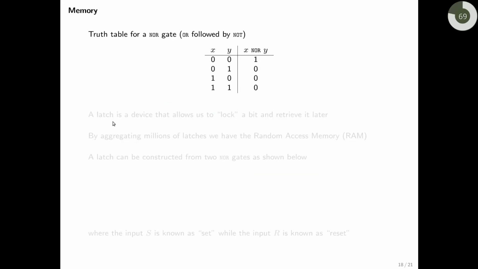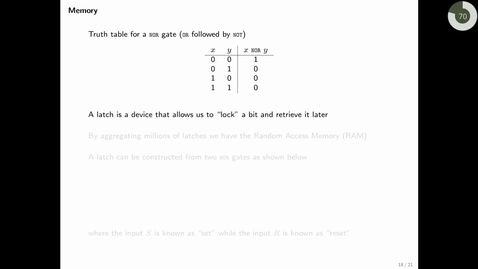Okay, so now let's talk about memory. How do you build a memory module in hardware? Well, for that we need the notion of a NOR gate, and the NOR gate is basically the opposite of an OR gate, and the truth table is shown here. So the output in this case is a 1 precisely when both inputs are 0, and it is 0 otherwise. So this output is exactly the opposite of the OR gate.